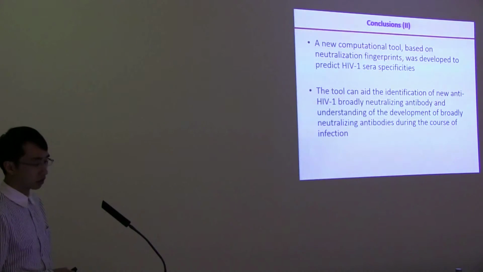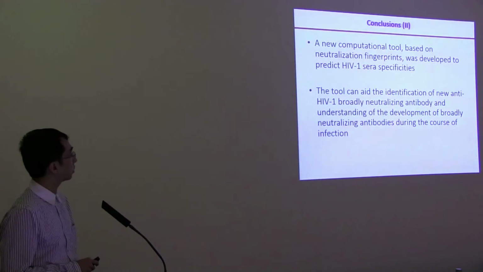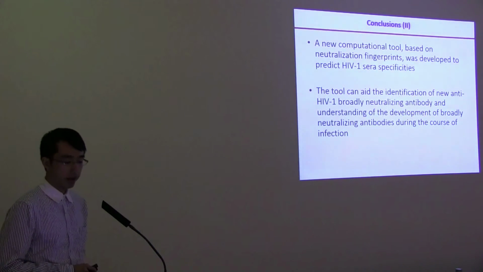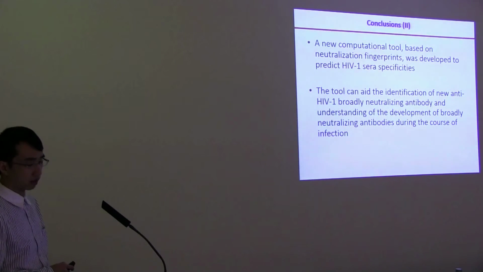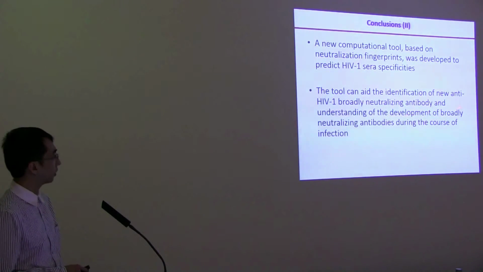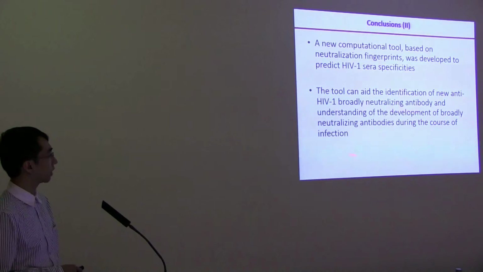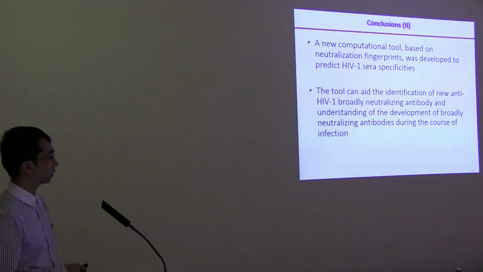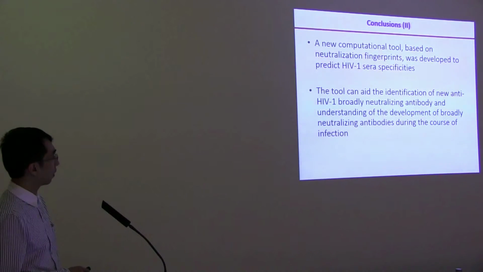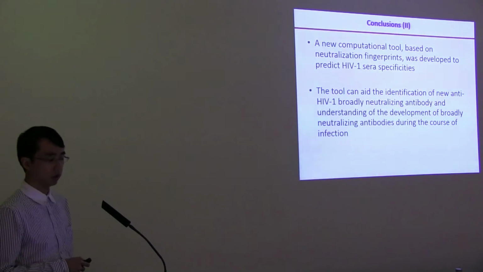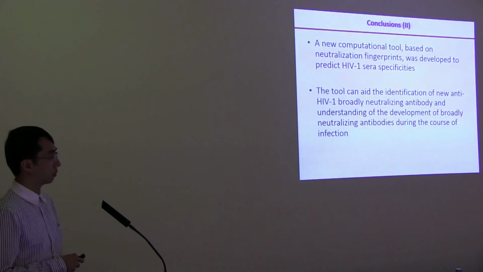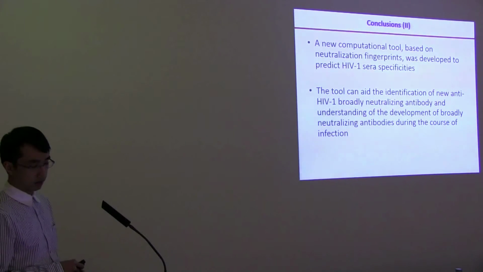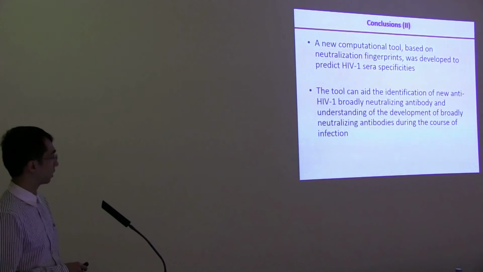Okay, so to conclude this section, we have developed a new computational tool based on neutralization fingerprint to predict HIV-1 sera specificity. This tool can aid the identification of new HIV-1 broadly neutralizing antibodies and understanding of the development of broadly neutralizing antibodies during the course of infection. So here I show you the changes of specificity in just one patient, but if we have an abundance of sera with multiple time points, hypothetically, we can also use this tool to look at the immunodominant epitopes at a population level.